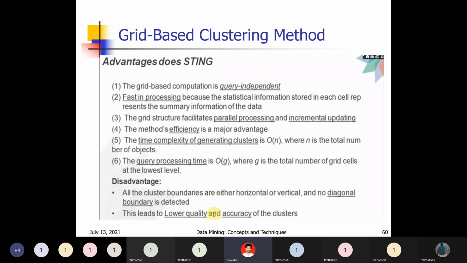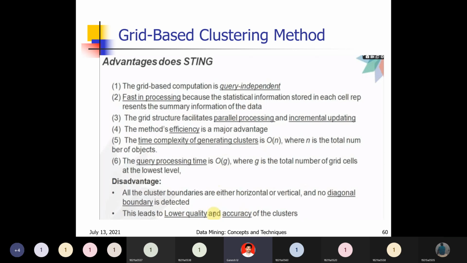The method's efficiency is the major advantage. It is fast processing, and the main reason is that statistical information is there at each and every cell. The time complexity of generating clusters is big O of n, where n is the total number of objects. Next, for a given query, the query processing time is big O of g, where g is the total number of grid cells at the lowest level.